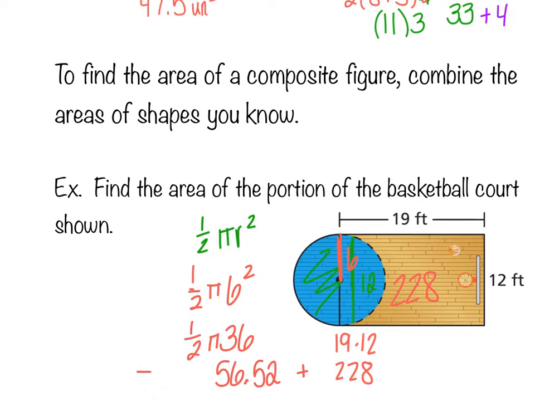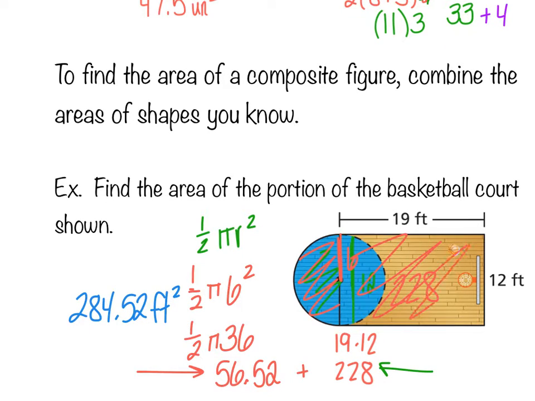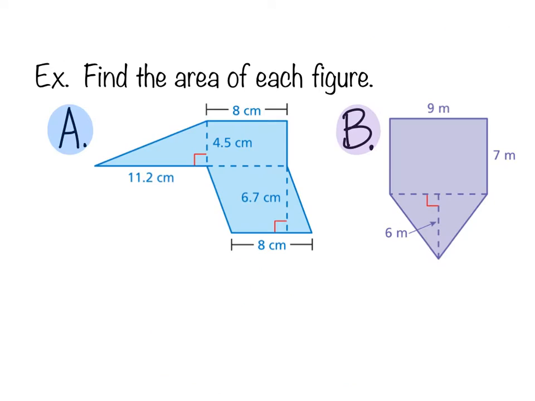And then we're just going to combine that with the rectangle. So we have the semicircle part here, we've got the rectangle part here, and we're just going to combine the two. And if you add 228 back on, that gives us a total area of 284.52, and that's going to be feet squared. So again, we just add up the shapes that we know. We know how to take the area of a semicircle, we know how to take the area of a rectangle. All right, let's look at a few more examples.